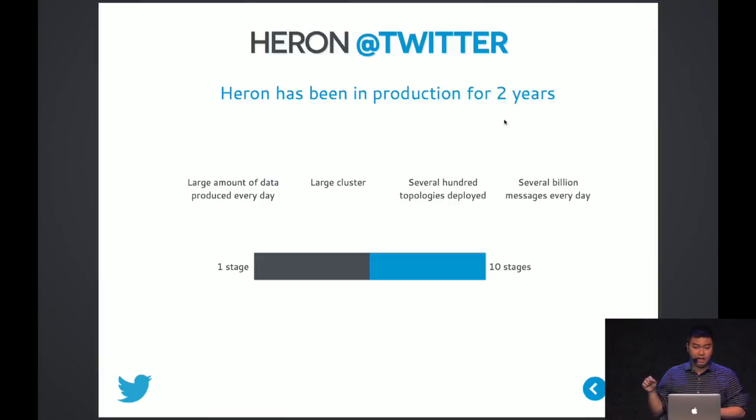Heron has been in production for 2 years. Earlier, Twitter also open sourced Storm, but later we considered Storm may no longer fit our scenario, so we replaced it with Heron fully for 2 years. Heron needs to handle a large amount of data produced every day and a large cluster. For example, as I mentioned earlier, we have a lot of sources. One big source may produce millions of events in a second, and we still have a lot of other sources, and we have hundreds of production topologies deployed and running in real time, right here, right now. So we have several billion messages every day.